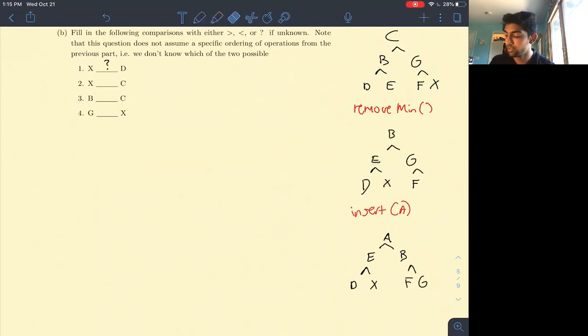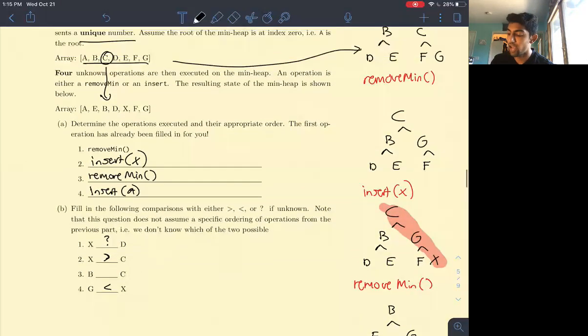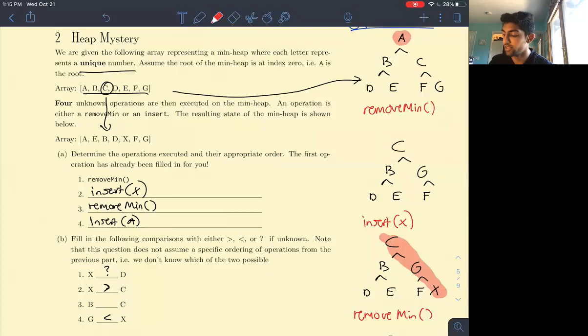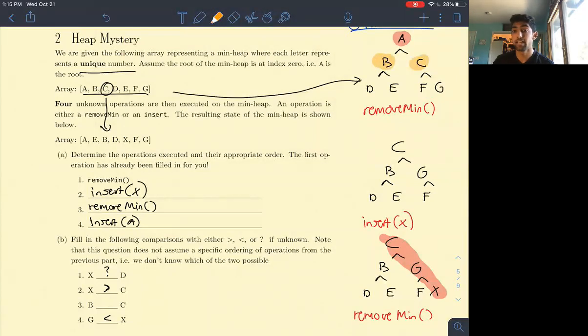I'm going to tackle these two in the same pass. If we observe, X is inserted here and it stays in the bottom right corner. This implies that it must be greater than its parents. It must be greater than C and G. The last thing is that the B and C comparison happens after the removal of A. After A is removed, there is this ambiguity about whether we should choose B or C to fill A's void. Since we wanted C to be removed at a later time, C fills the void, and we know that C must have been less than B.